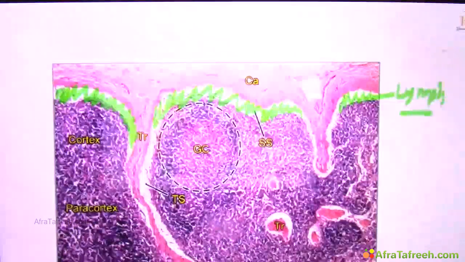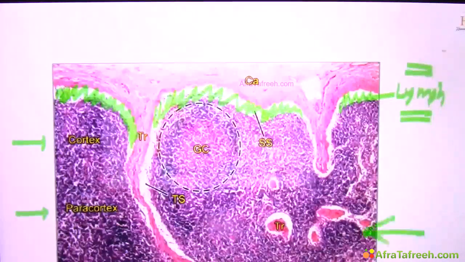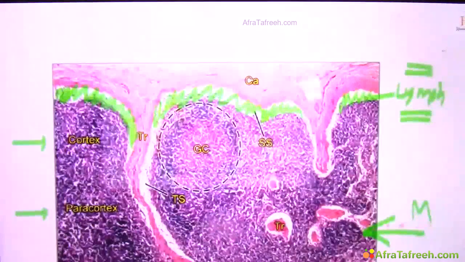So, if you want to identify lymph node, this is the capsule. Ca means capsule. There will be a large subcapsular sinus. And this is a lymphoid follicle in the cortex. And then you have paracortex. So there's a cortex, paracortex, and this is actually the medulla. This is how you identify lymph node.